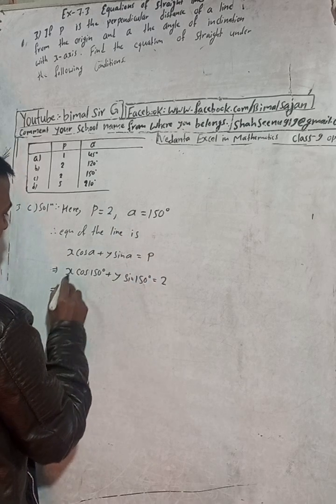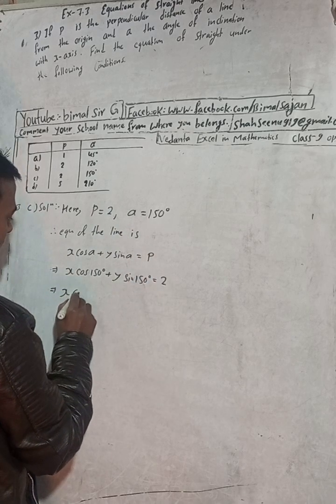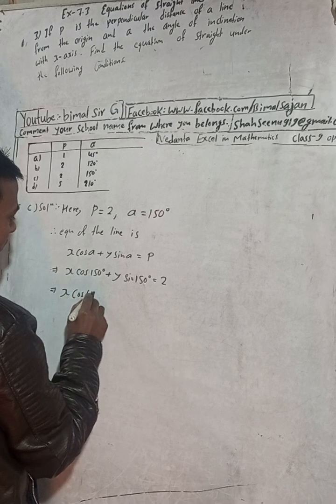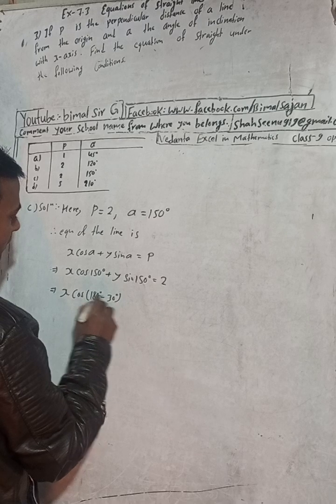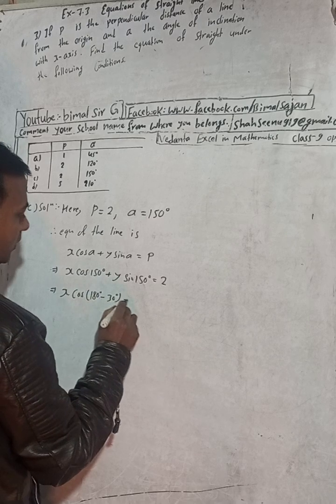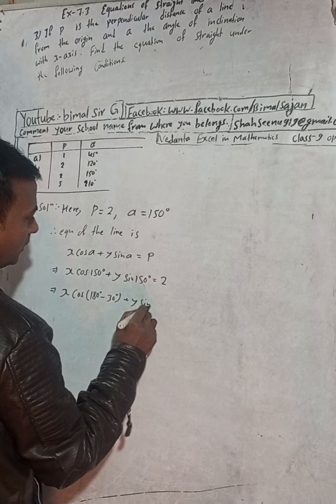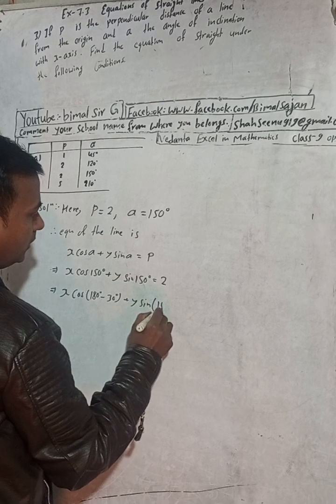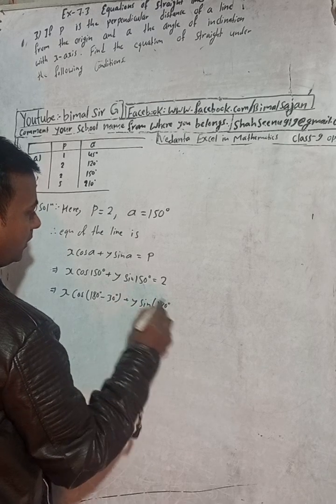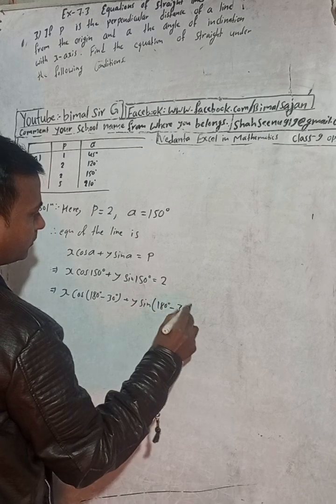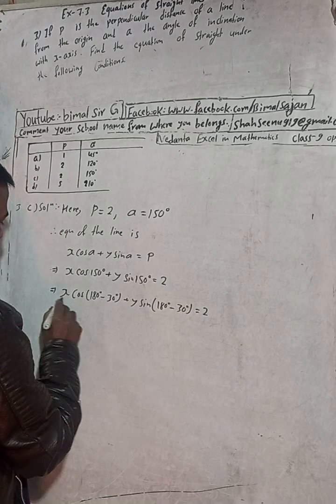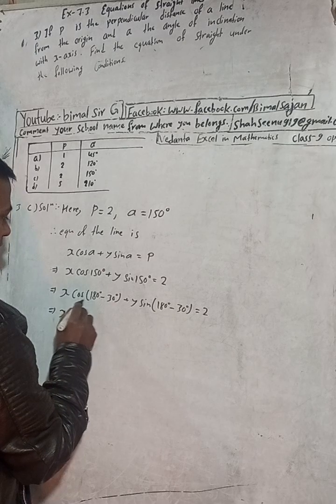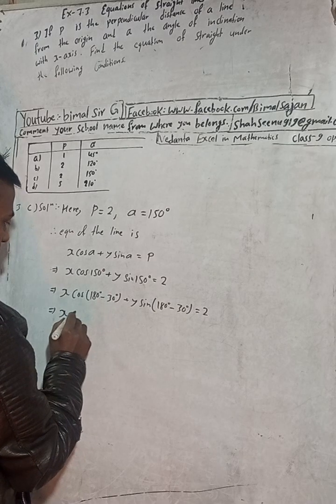Now here x cos 150 degrees can be written as 180 degrees minus 30 degrees, since 180 minus 30 is 150 degrees, plus y sine again 180 degrees minus 30 degrees is equal to 2. So here we can write x cos of 180 minus 30. How much is it?